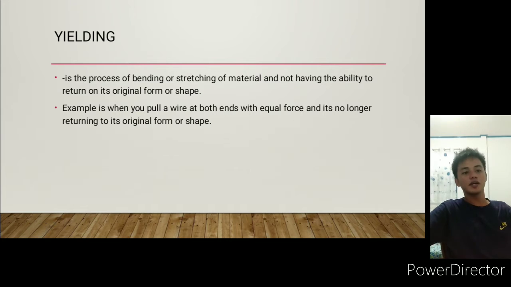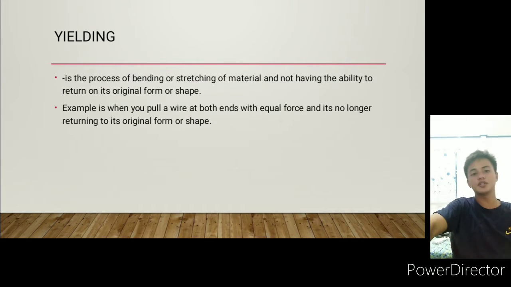Yielding is the process of bending or stretching a material so that it no longer has the ability to return to its original form or shape. For example, when you pull a wire at both ends, applying an equal force at each side, it no longer returns to its original form or shape when you remove the force you applied.